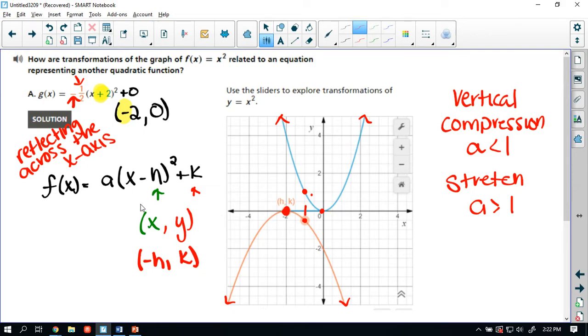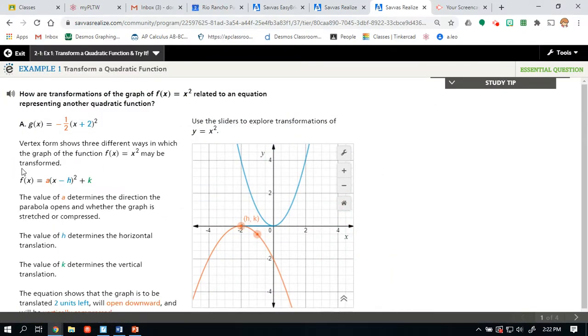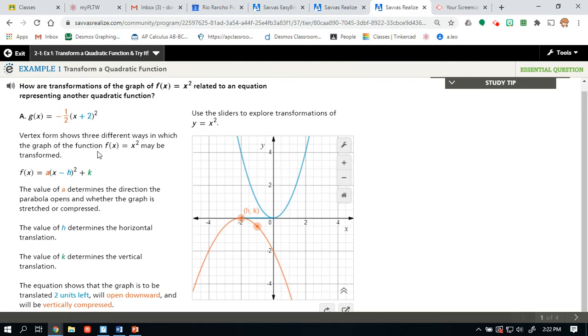All right, so a lot of information just on this one equation. We could figure out a lot of things just on that one equation. So the vertex form shows that there are 3 different ways in which the graph of the function f of x equals x squared may be transformed. It could have a vertical stretch or scale, and we could shift it over to the left or right, or shift it up and down.